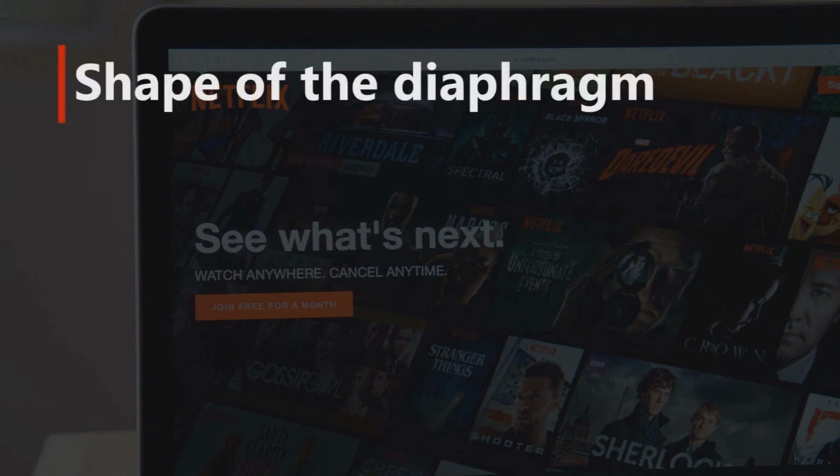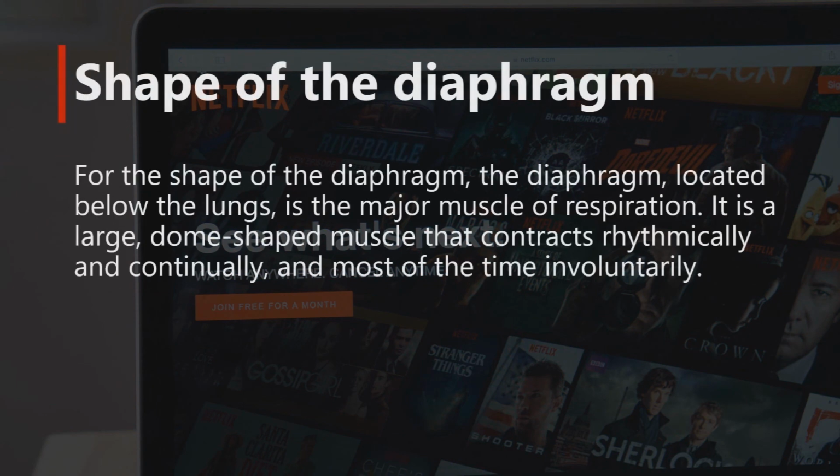For the shape of the diaphragm, it is located below the lungs and is the major muscle of respiration. It is a large, dome-shaped muscle that contracts rhythmically and continually, and most of the time involuntarily.